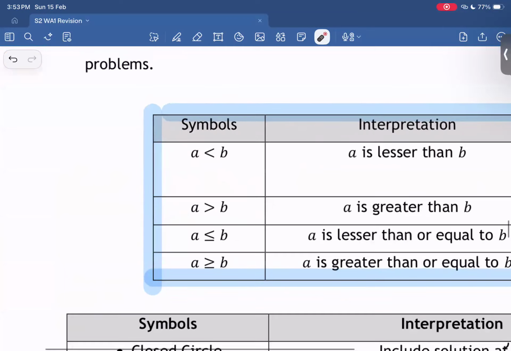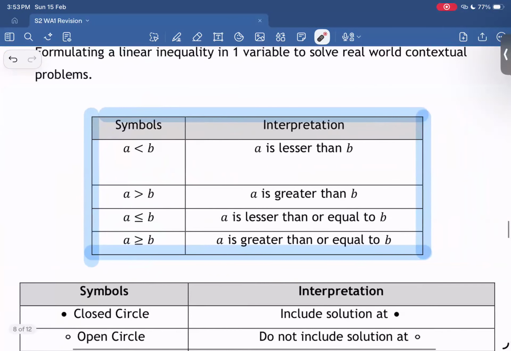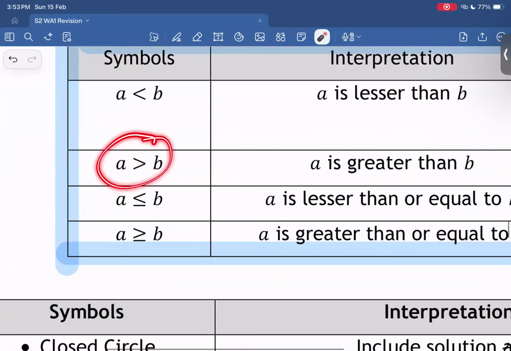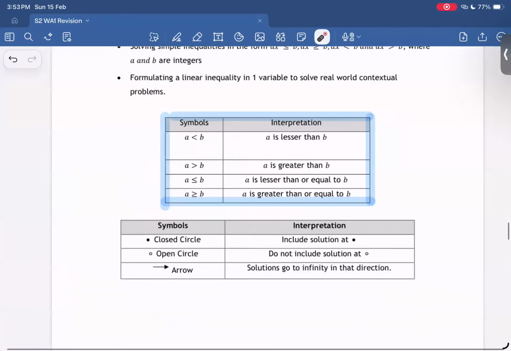So you guys should be able to interpret your symbols very easily. Similarly for this one over here, I've got A that is bigger than B. But now when I've got these two lines, this line means that it's equal. So it's less than or equal to, or even greater than or equal to. All right, so that is for the basic symbols.